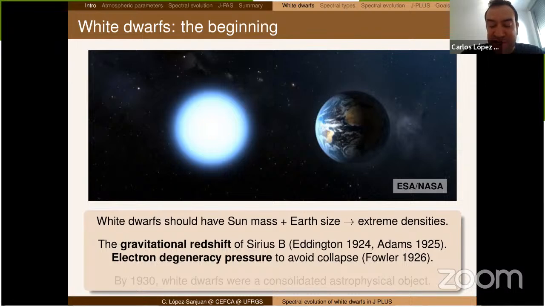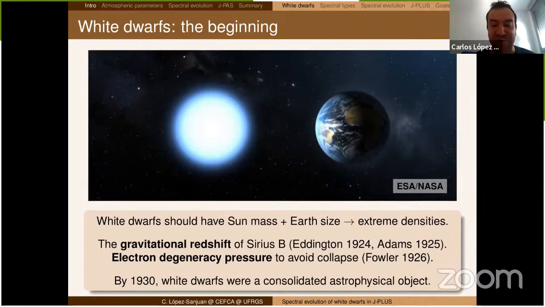Just as a curiosity, the way that the sun and other main sequence stars avoid the collapse, so nuclear reactions, was settled in the 60s, so 40 years later. So we discovered white dwarfs in 1915, and 10 years later, we know more about them theoretically than from stars. That was very impressive. But the thing is that by 1930, white dwarfs were a consolidated astrophysical object, and in astrophysics, when we have an object, what we want now is a population. So we want more and more to study their physical properties and to understand the physics of the population.